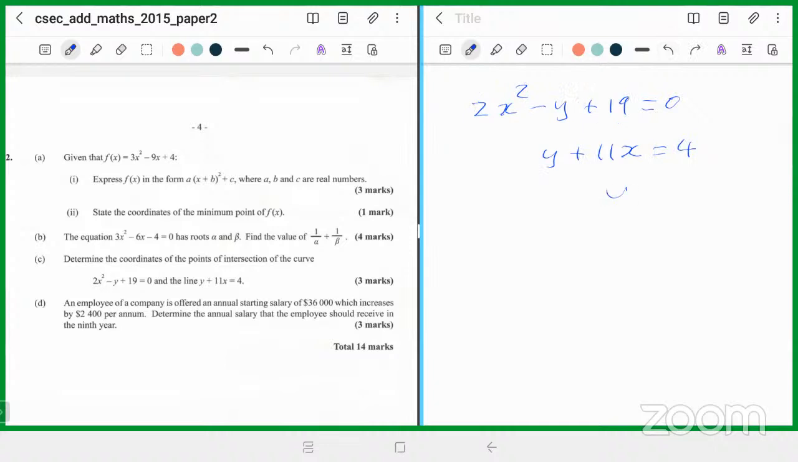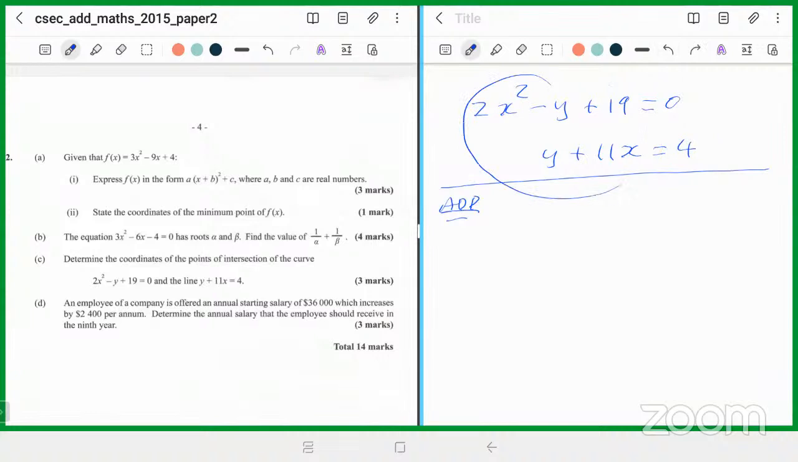Sometimes you make y the subject, like 4 minus 11x, and then substitute this for the y right here. Right? But this time, it is set out in a friendly way for us. And so we can eliminate the y if we add the two equations right now. So I'm going to add the two equations, adding up everything on the left side together and adding up everything on the right side together.